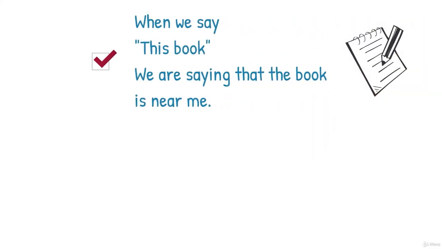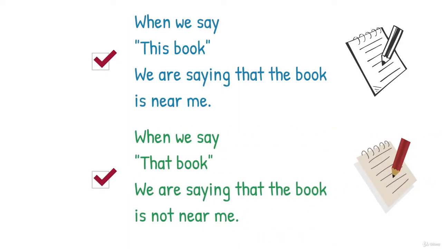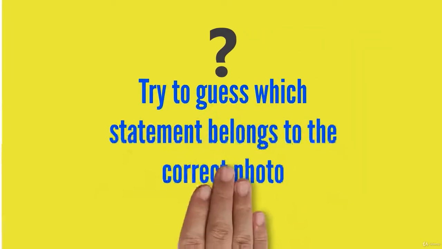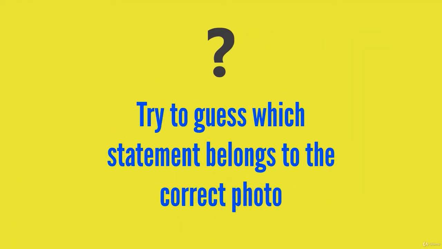When we say this book, we are saying the book is near me. When we say that book, the book is not near me. Try to guess which statement belongs to the correct photo.